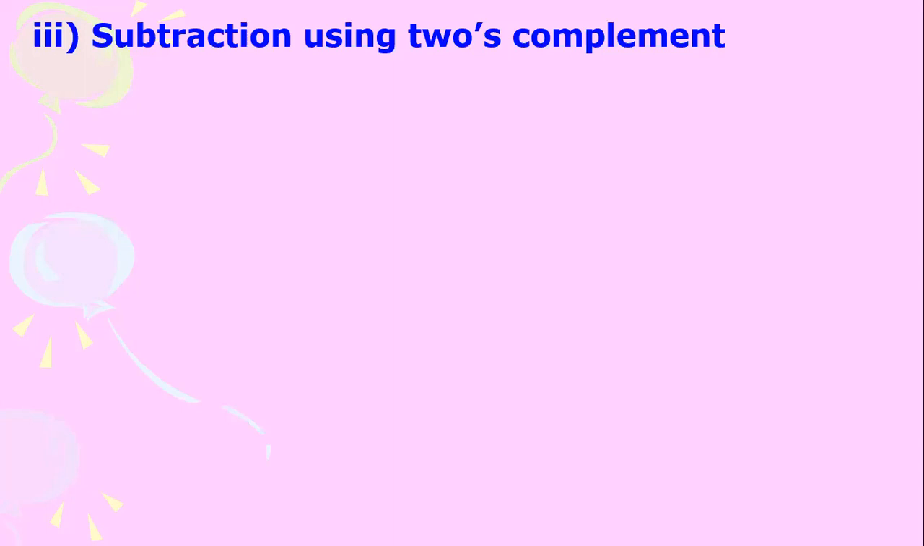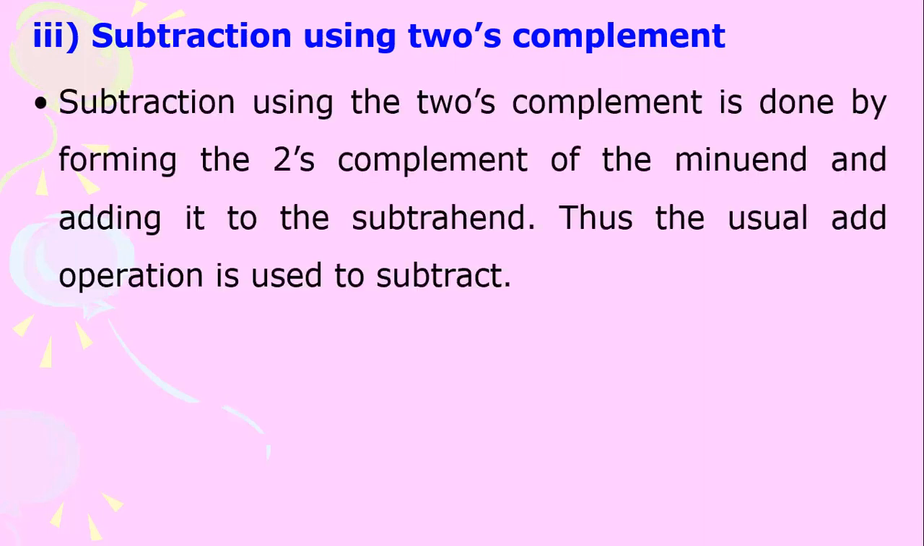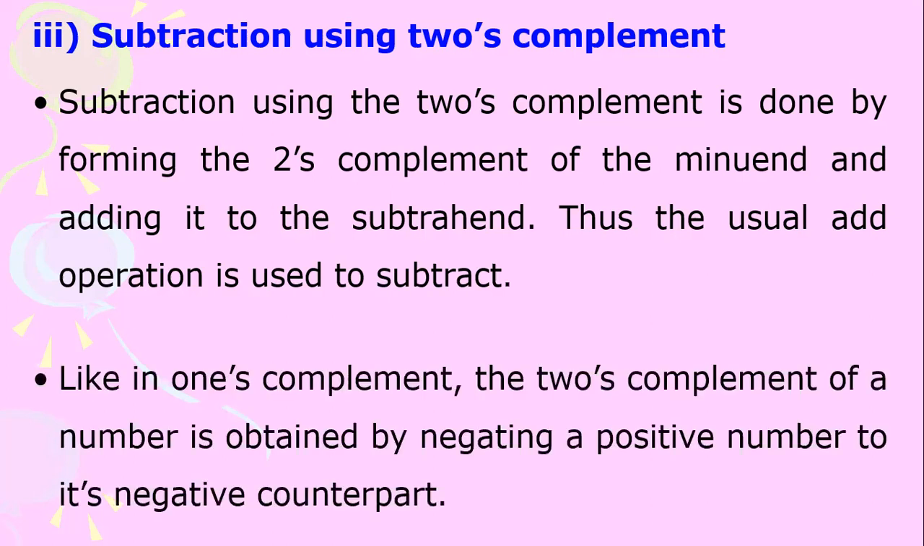Let's now look at how we subtract using 2's complement. Subtraction using the 2's complement is done by forming the 2's complement of the subtrahend and adding it to the minuend. Thus, the usual addition operation is used to subtract. Like in 1's complement, the 2's complement of a number is obtained by negating a positive number to its negative counterpart.